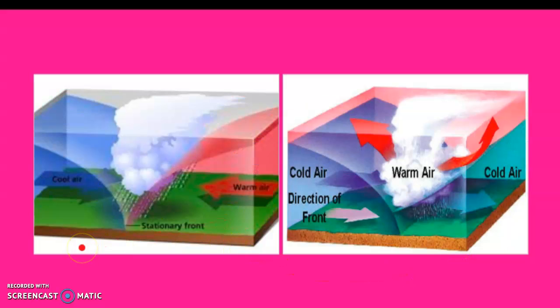Next, we have the stationary front. The flow on both sides is neither going towards the cold or the warm mass, but it's parallel. It does not move on the surface, and it is gentle to moderate precipitation.